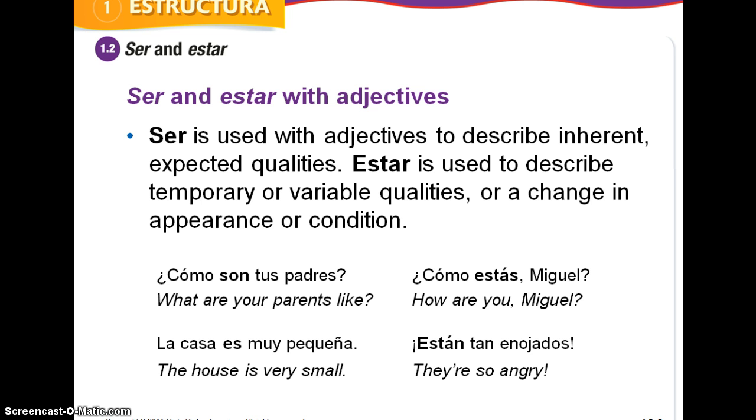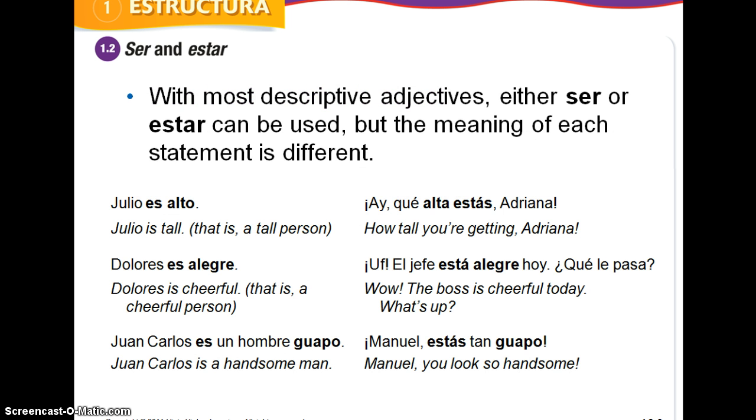¿Cómo son tus padres? Oh, ¿cómo estás, Miguel? La casa es muy pequeña. Están tan enojados. With most descriptive adjectives, we can once again use either ser or estar. Again, in doing so, the meaning of each statement changes. So Julio es alto versus, ay, qué alta estás, Adriana.